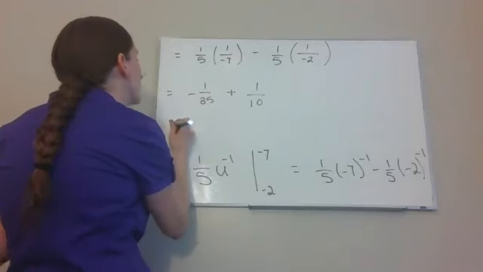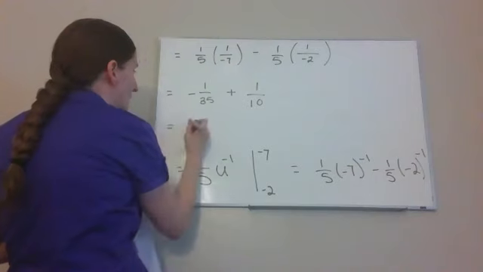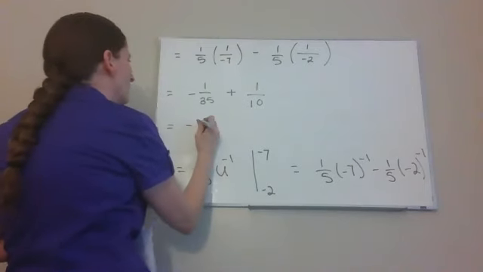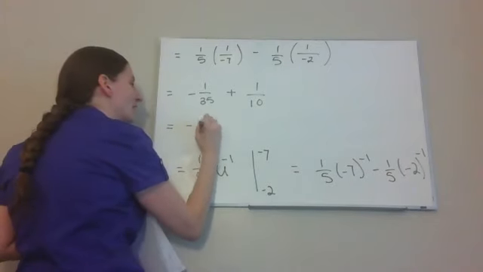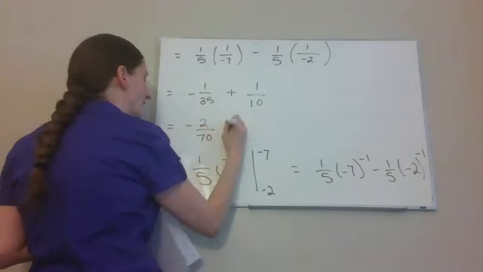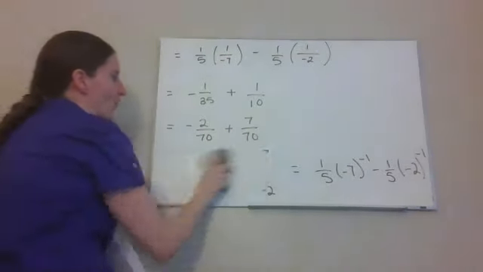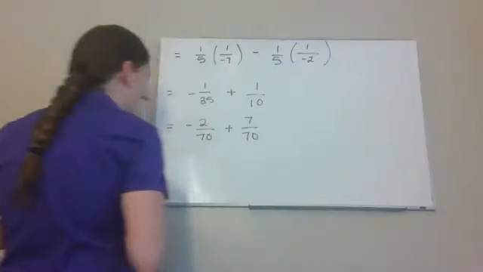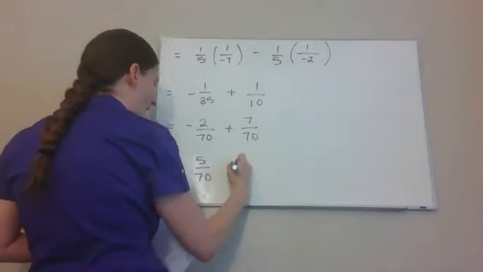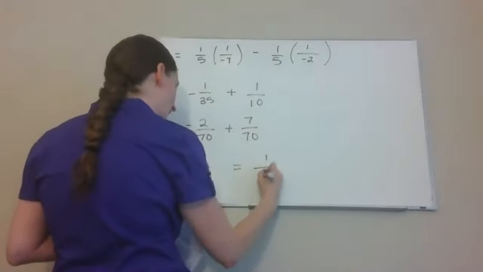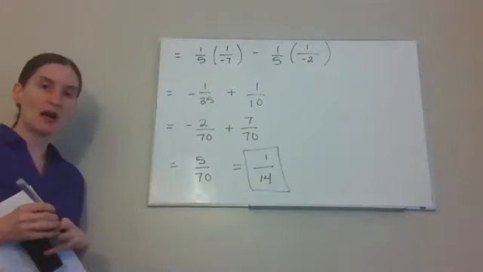So I guess I'm just going to have to use 350 as my common denominator. So that is silly. I don't need to use 350. I can use 70. So I'm going to have a negative 2 over 70 plus 7 over 70, which is 5 over 70. And then I can just try to simplify my answer. 5 over 70 is the same thing as 1 over 14, and that's the answer to my problem.